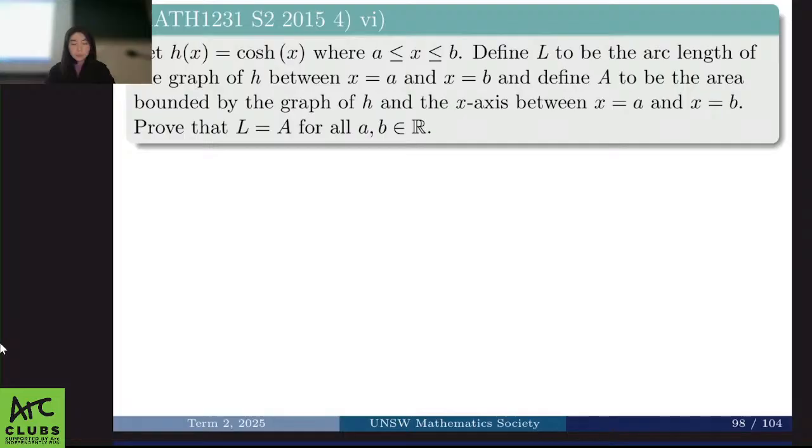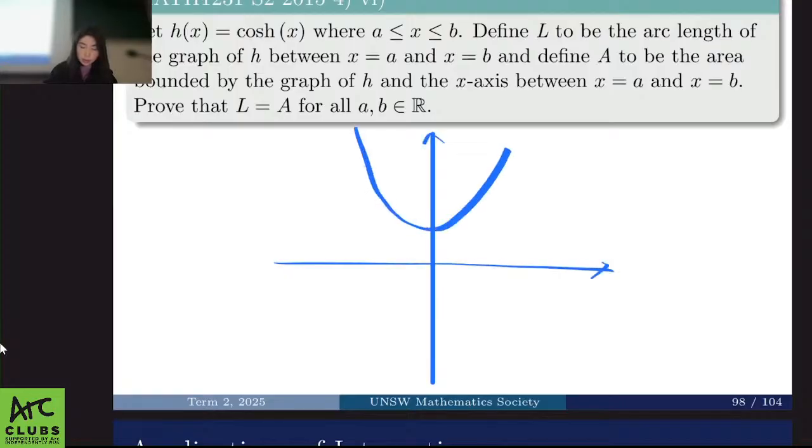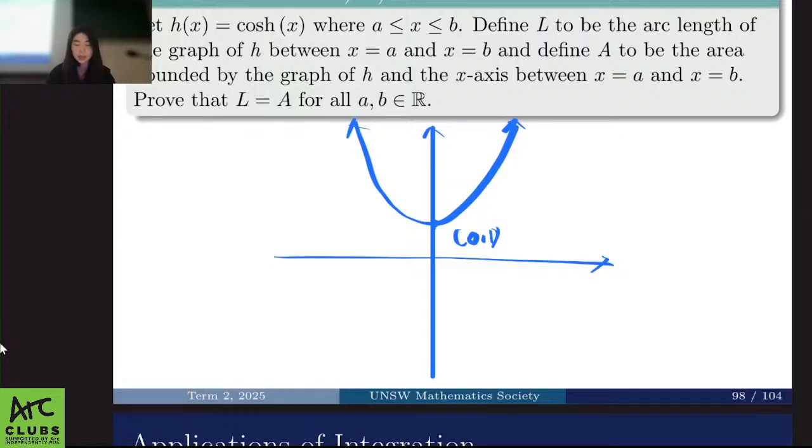Let's use this in a question. If h(x) is cosh x, where x is between a and b, we define L to be the arc length of the graph of h between a and b, and A to be the area bounded by the graph. Notice that the graph of cosh looks like this, where it intersects the y-axis at (0, 1). So what this question is essentially saying is that if we take points a and b here, the numerical value of this length and the numerical value of this area are equal for this special function.